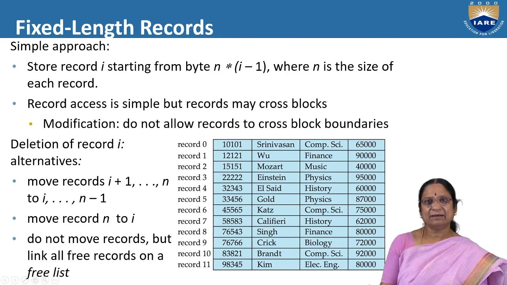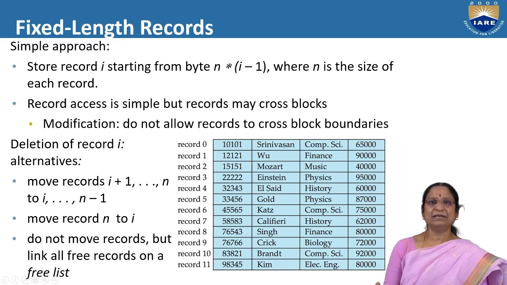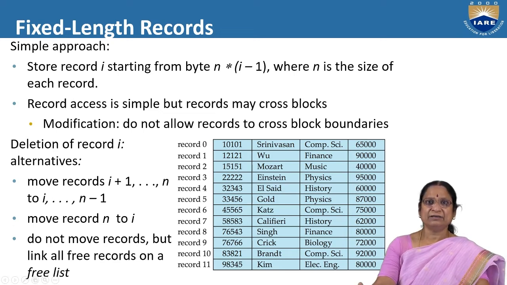But remember in this example, n is the size of the record, and each record will have the fixed size n. The record access is simple, but records may sometimes cross blocks. Because we already know that the data is going to be stored in the form of blocks in the secondary storage device. So it may cross a block, but the size of the record is going to be fixed. Depending upon the size of the block and the number of records we are storing, a file may occupy more blocks. Because of that, a record may be stored in more than one block depending upon its position.